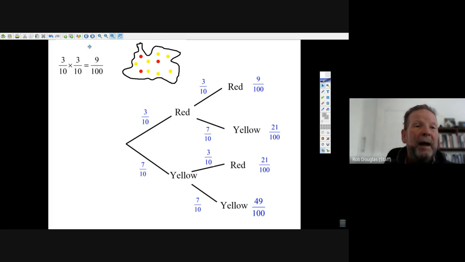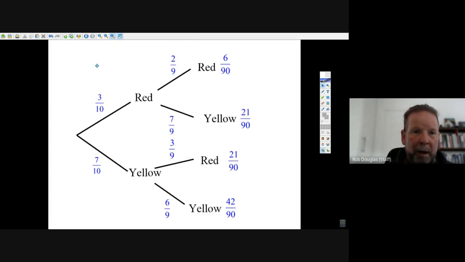Now, what if I said to you, I was picking out marbles out of this bag, but then I didn't replace the marble on the second trial? What would that look like if I didn't replace the marble? Well, the first one would be 3 out of 10 and 7 out of 10, just the same way. But if I didn't replace the marble, there'd only be 9 marbles left in the bag. So that's why the bottom number goes to a 9. If I pick a red one out, there's 2 red ones left out of the 3 that were there. You still have the 7 yellows, so it'd be 7 out of 9.